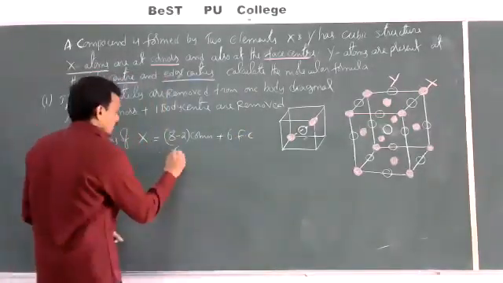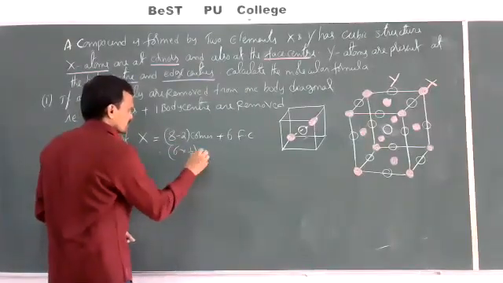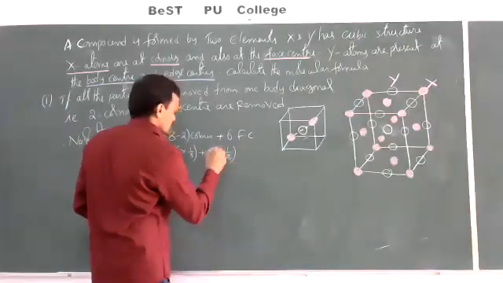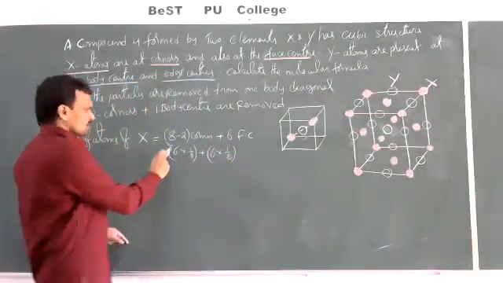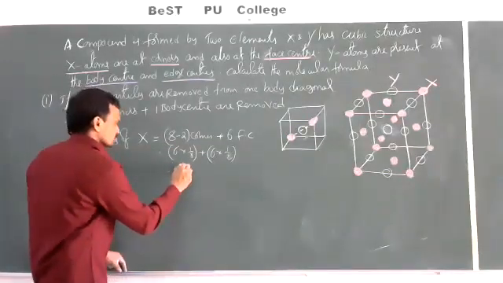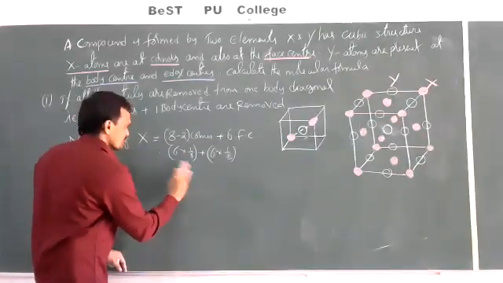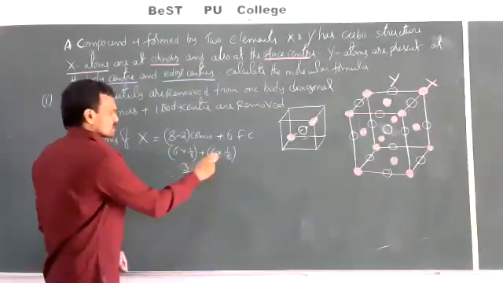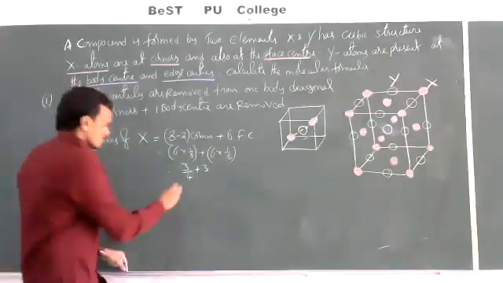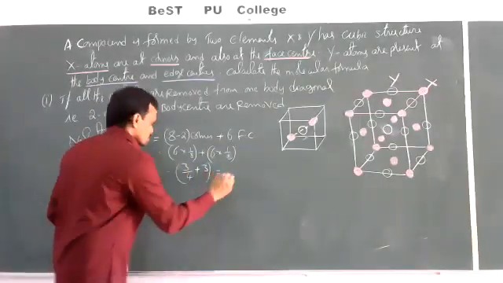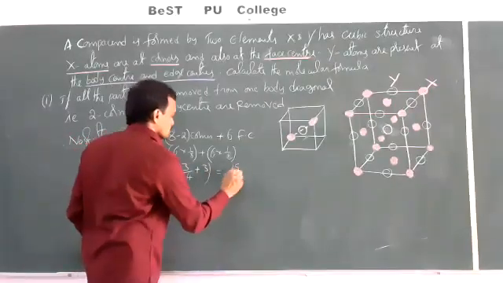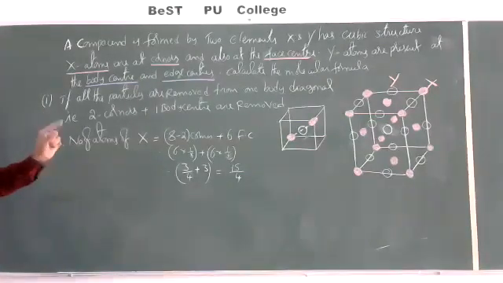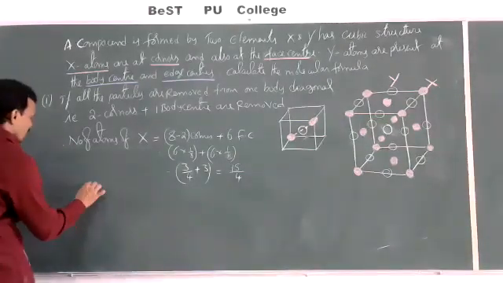So this is equal to 6 into 1 by 8 plus 6 into 1 by 2 contribution. This is equal to 6 by 8, that is nothing but 3 by 4. So 3 by 4 plus 3, which is equal to 15 by 4. So the number of atoms of X is equal to 15 by 4. Now I will calculate the number of atoms of Y.